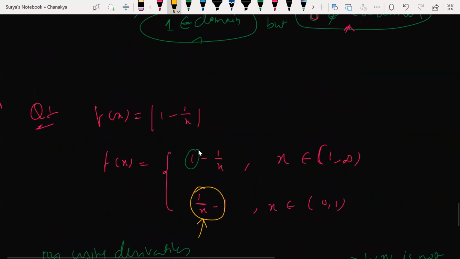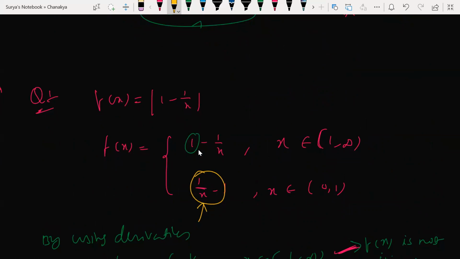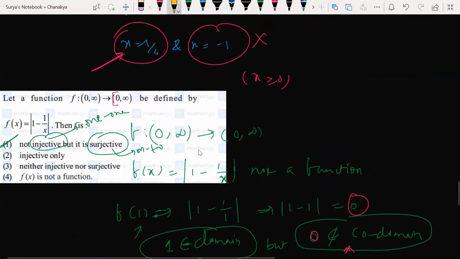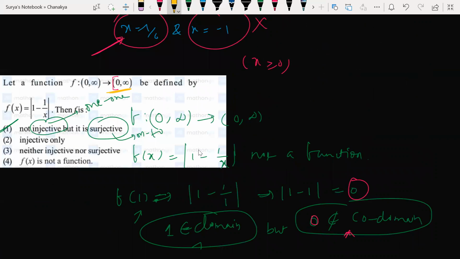Look at this, guys. If you substitute 0 in place of x, the function value would be tending towards infinite. So the maximum value is going to be infinite. Infinite is given here, so infinite lies inside. That will be existing in the codomain given to you.